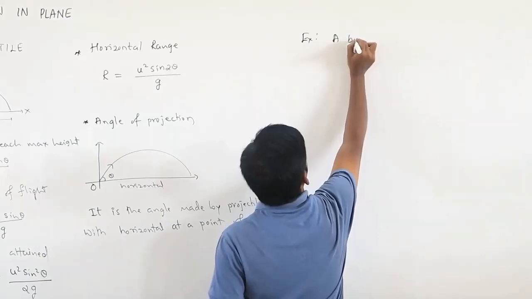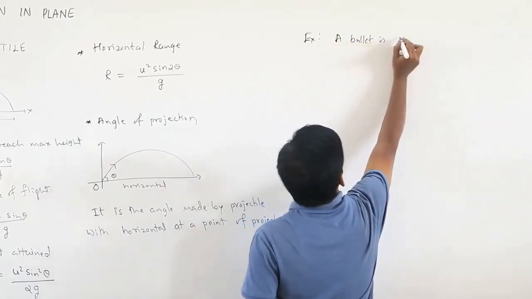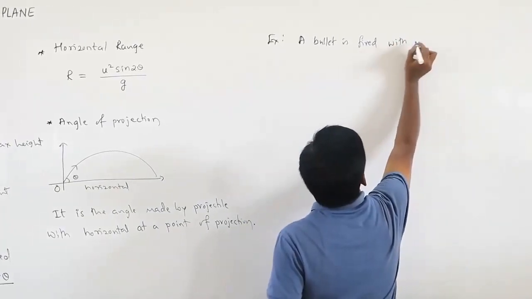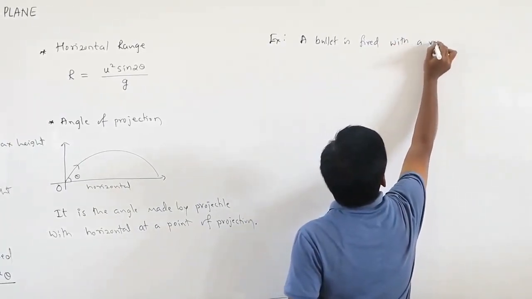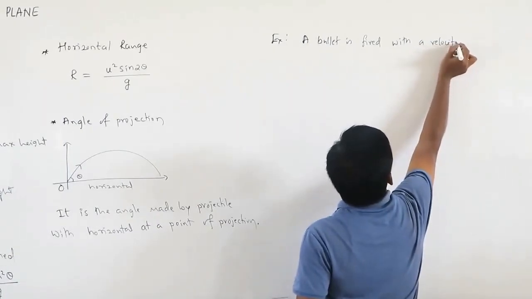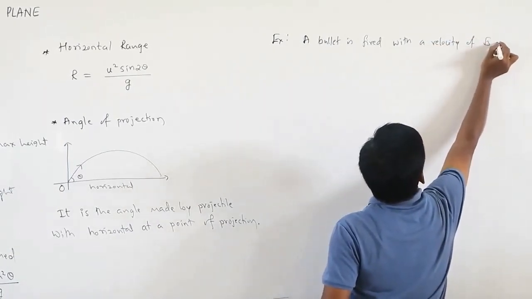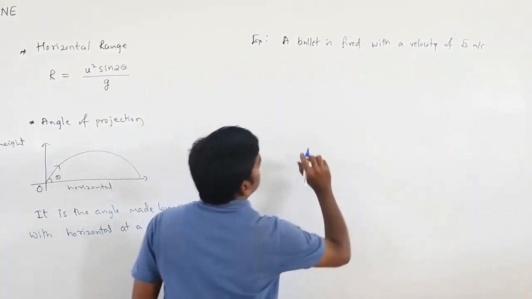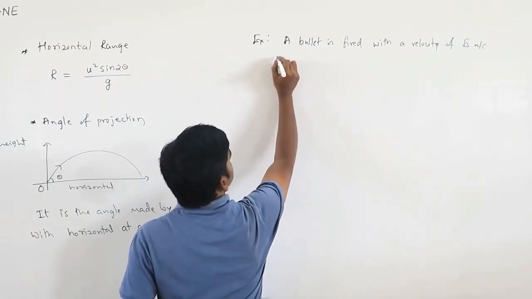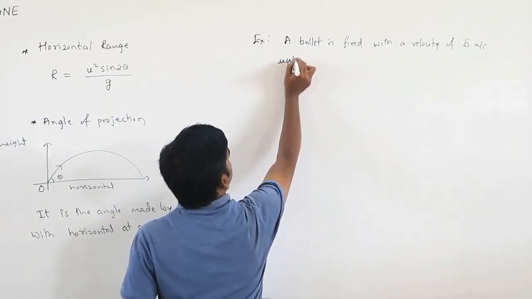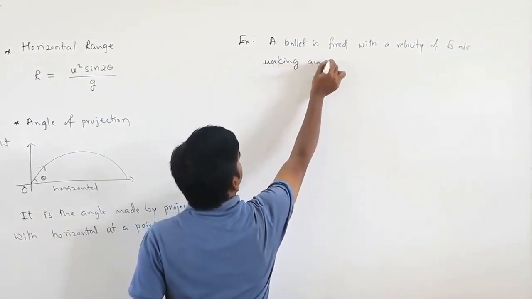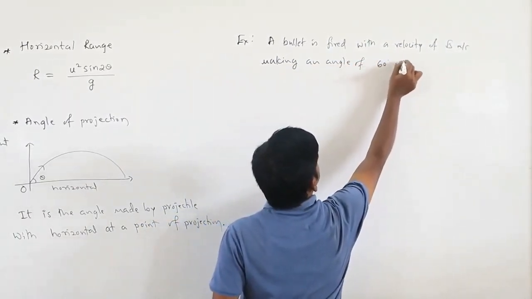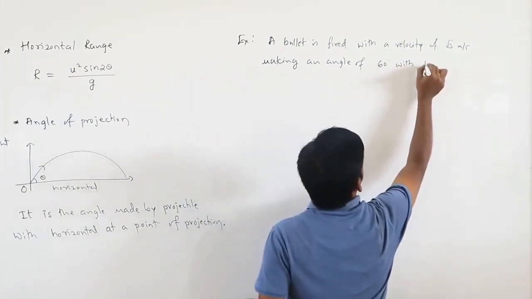A bullet is fired with a velocity of root 3 meter per second, very less velocity. Root 3 meter per second, making an angle of 60 degree with horizontal.